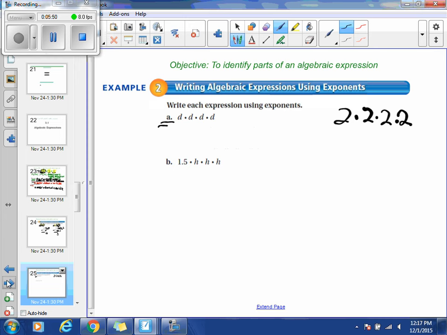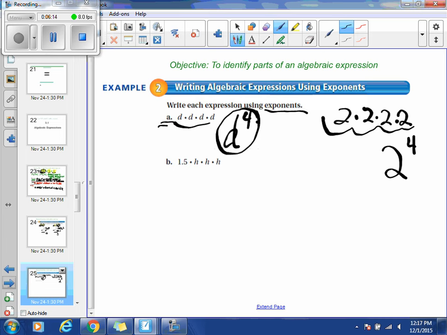So in this case, I could write it as a base with an exponent by saying, okay, what is my factor being multiplied? 2 is being multiplied. How many times? 4 times. So we could say that's 2 to the 4th power. Here we could say what factor is being multiplied? D is being multiplied. How many times? 4. So this would be your answer to part A.